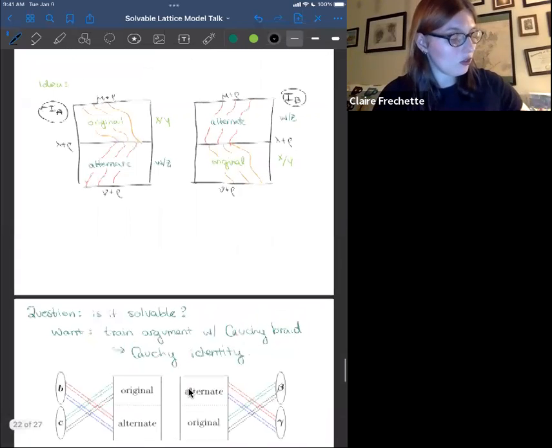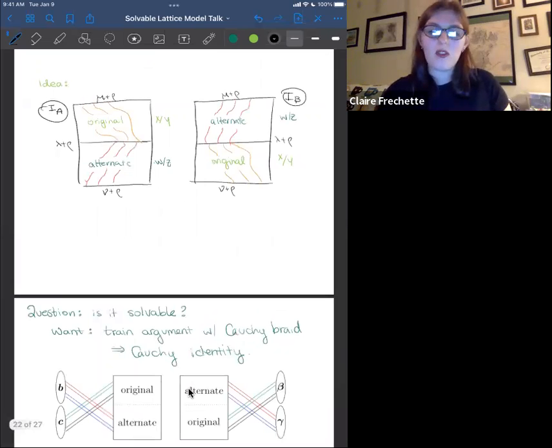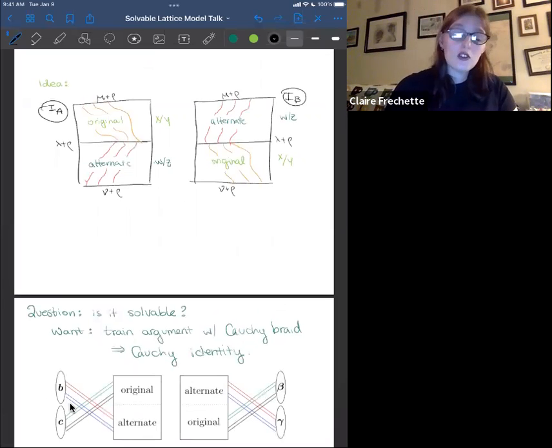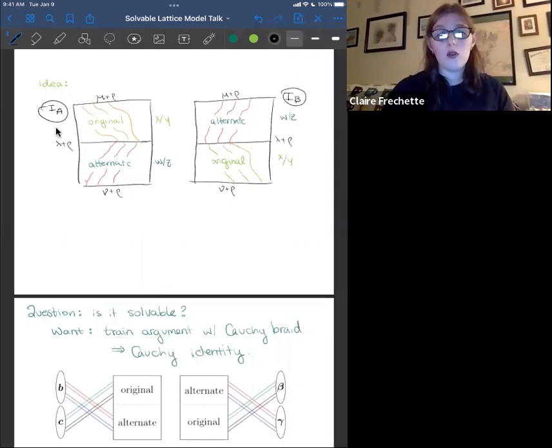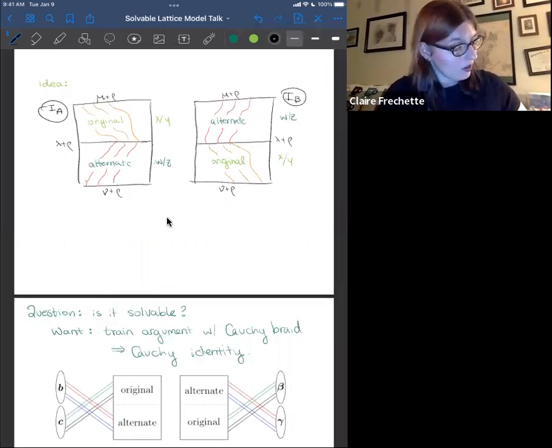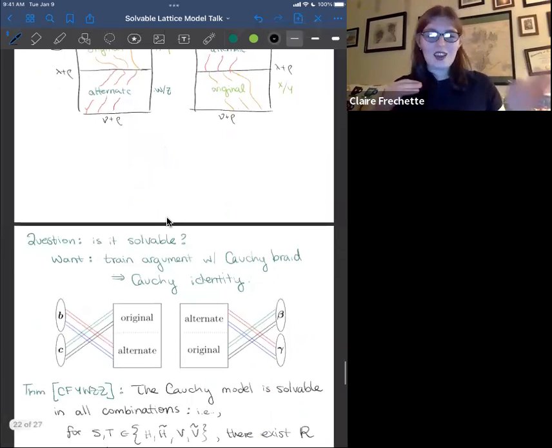So then the question, of course, anytime you start with a lattice model is, is this solvable? Because what I would really love to have is a train argument with a Cauchy braid formed out of R vertices of the solution for this Yang-Baxter equation, so that I can attach it on one side, shove it all the way to the other side, flip my models, and get out my Cauchy identity with these two sums that showed up in my last result. However, or maybe I should say first, the short answer is yes.